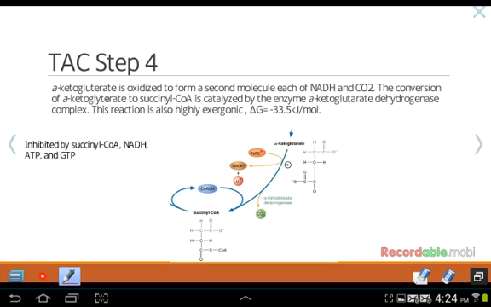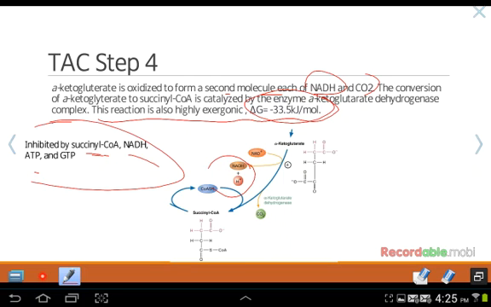In step 4, alpha-ketoglutarate is oxidized to form a second molecule of NADH and CO2. The conversion of alpha-ketoglutarate to succinyl-CoA is catalyzed by the enzyme alpha-ketoglutarate dehydrogenase complex, much sort of like the pyruvate dehydrogenase complex. This reaction is also highly exergonic with a negative 33.5 kilojoules per mole. You'll see that this enzyme is actually inhibited by succinyl-CoA, NADH, ATP, and GTP. So this is sort of one of our big control points in the citric acid cycle.